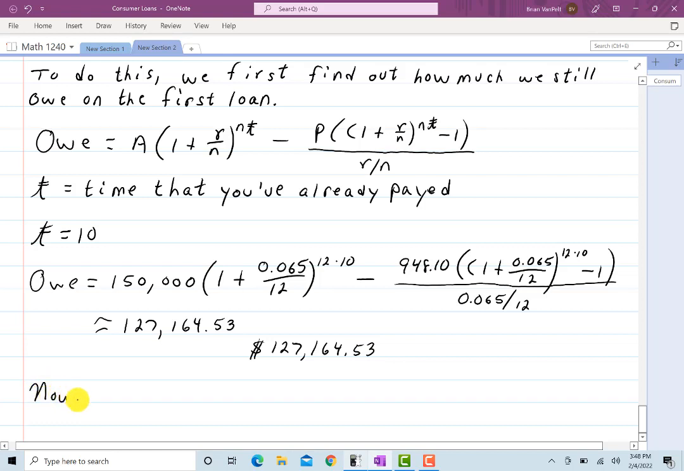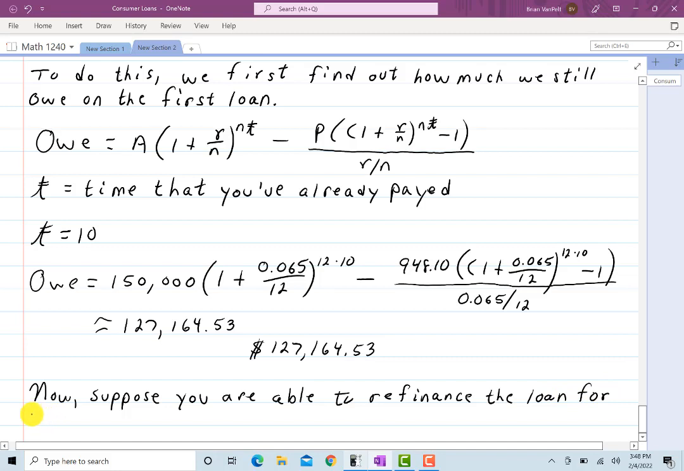Now, suppose you are able to refinance the loan for 20 years at an APR of 3.3%. Now what are your monthly payments?